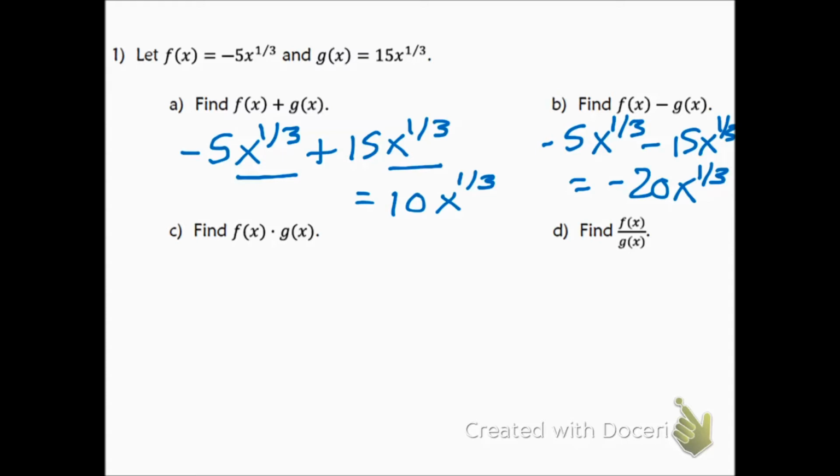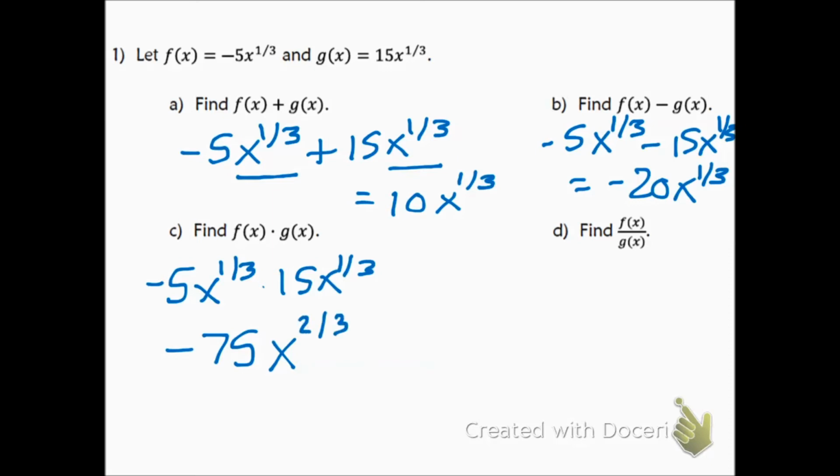Now for multiplication, I'd have negative 5x to the 1/3 times 15x to the 1/3. What I'm going to do is multiply these coefficients out front now. So I have negative 5 times 15 is negative 75. But now I have x to the 1/3 times x to the 1/3. And then remember, I'm adding my exponents here, so 1/3 plus 1/3 would be x to the 2/3 is what I'm going to get.